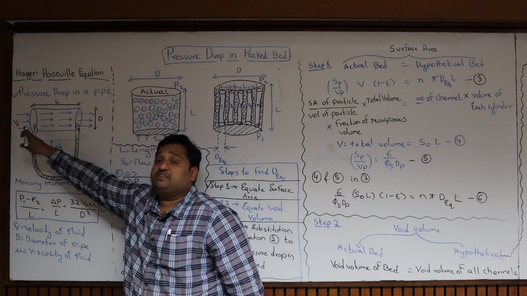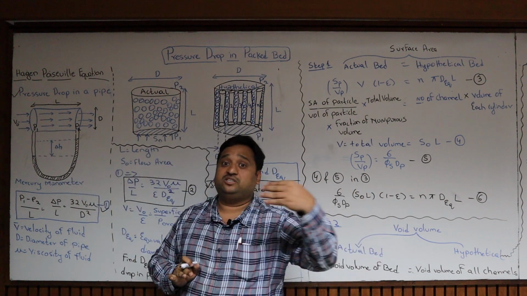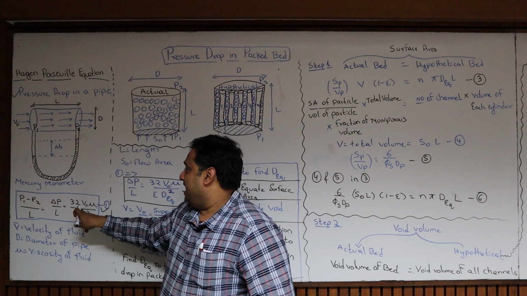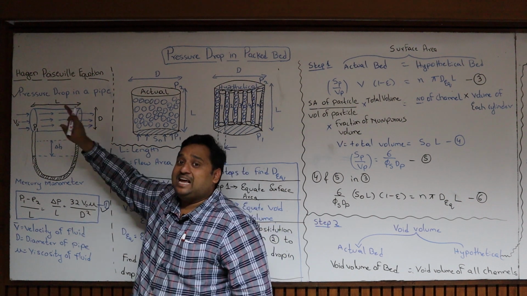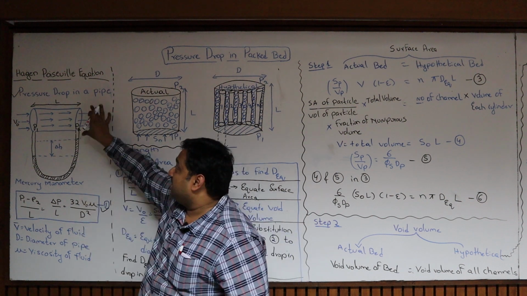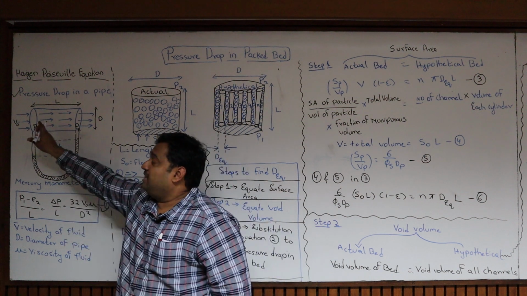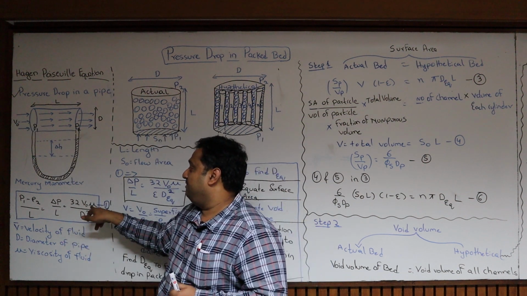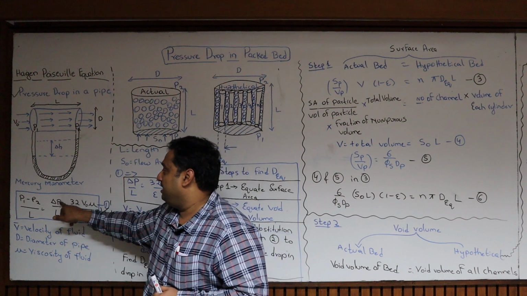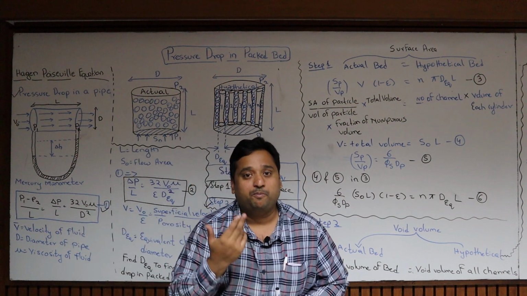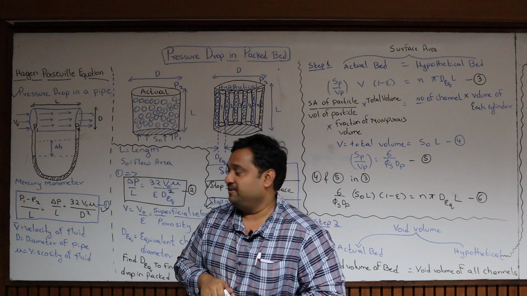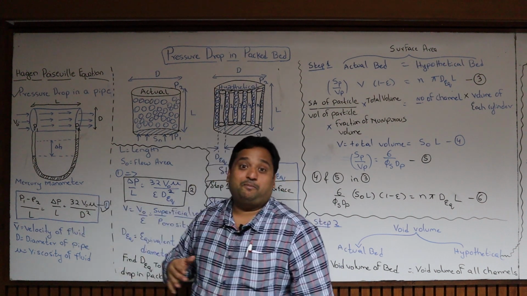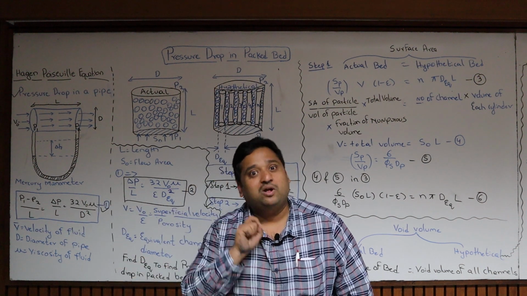What is V0? It is a velocity, how much velocity the air is going with inside. Mu is the viscosity of the fluid, and d is the diameter of the pipe, L is the length of the pipe. So if you know velocity, viscosity and diameter, you can estimate delta P by L, that means how much pressure drop is happening within this length L. We use the same equation for the packed bed also by making some small changes.